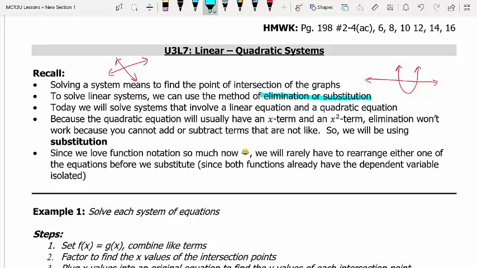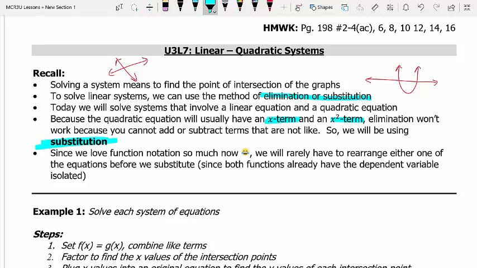When you're solving a system between a quadratic and a linear relation, we can't use elimination because we have an x squared term and an x term. We run into problems combining like terms because x squared and x are not like terms. So to solve a system between a quadratic and a linear relation, you're going to use substitution.